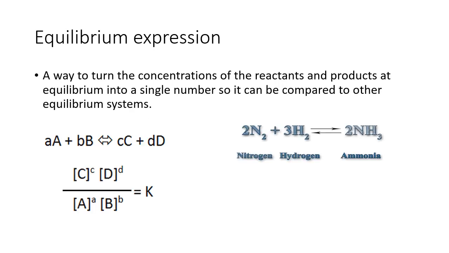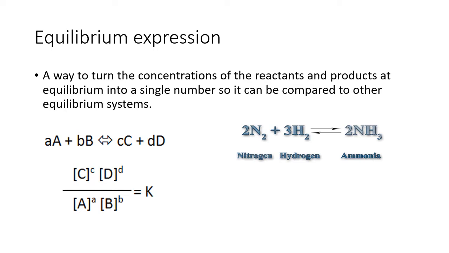So what's the equilibrium expression? You understand that at equilibrium, you're going to have equal forward and reverse rates of reaction, and the number of particles in the reactants and the products stays the same. If those numbers don't change, then the ratio between them is probably valuable information. So the equilibrium expression is a way to turn the concentrations of those reactants and products at equilibrium into a single number so it can be compared to other equilibrium systems.